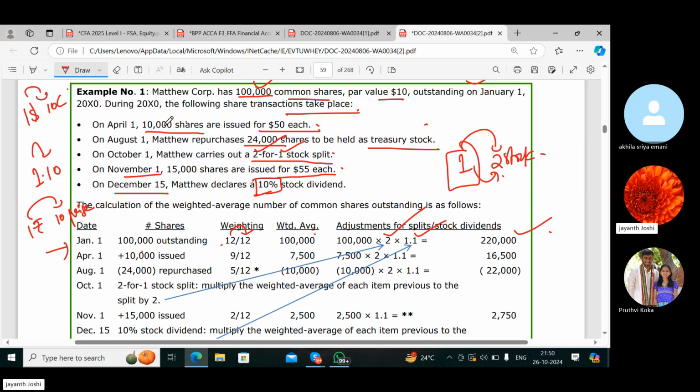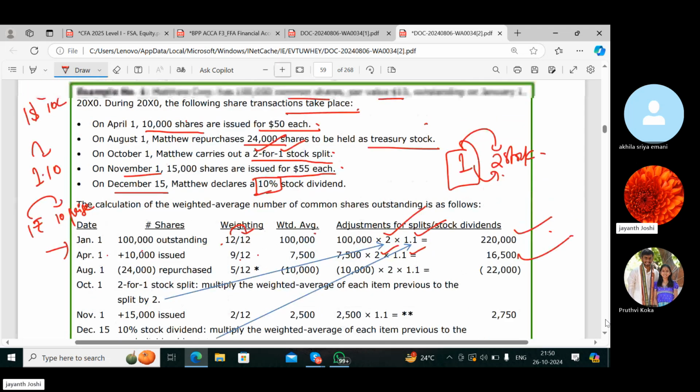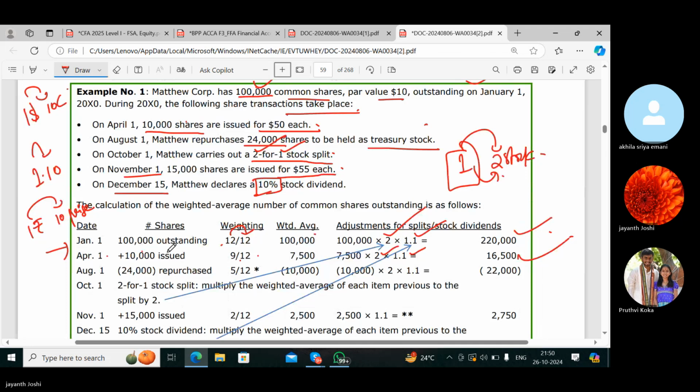And then 10,000 shares were issued from April 1st. From April 1st till December, it is 9 months, 9 out of 12 months. Again, stock split, stock dividend. Why am I giving these treatments? I'm giving retrospective effect as if all this happened from the beginning of the year, because this makes things more compatible and easy to calculate. Standards say this.